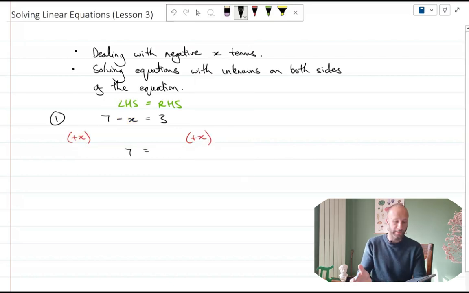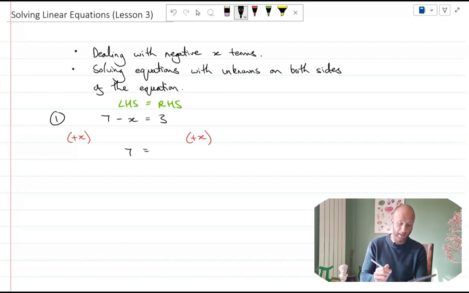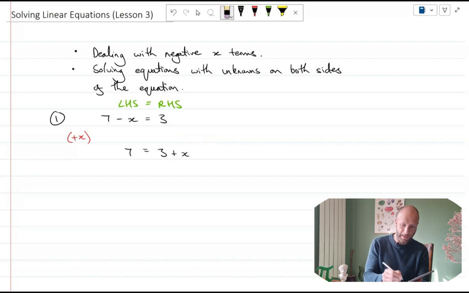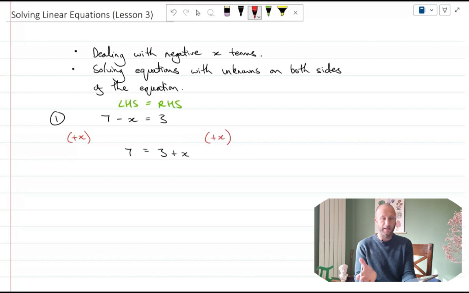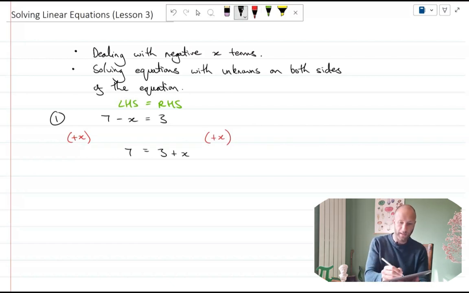But I've got to balance it. If I add x to the left-hand side, I've got to make sure I balance it by adding x to the right-hand side. So that will leave me with 3 plus x. Notice how the 3 and the x don't mix. 3 is a number, x is an x term. And so they're not like terms, so we can't add them together. They just have to sit as 3 plus x. Now the x is positive, and this should be like any of the other questions in our other videos.